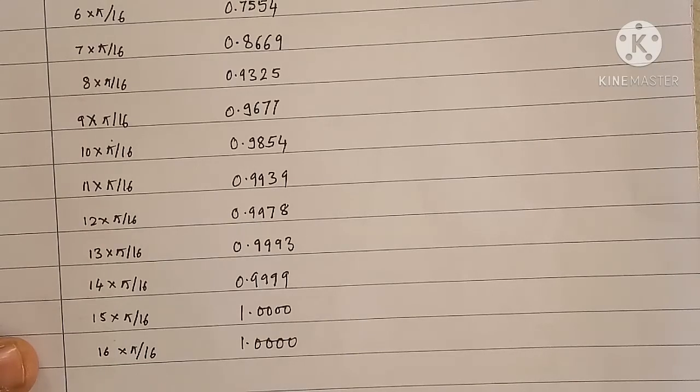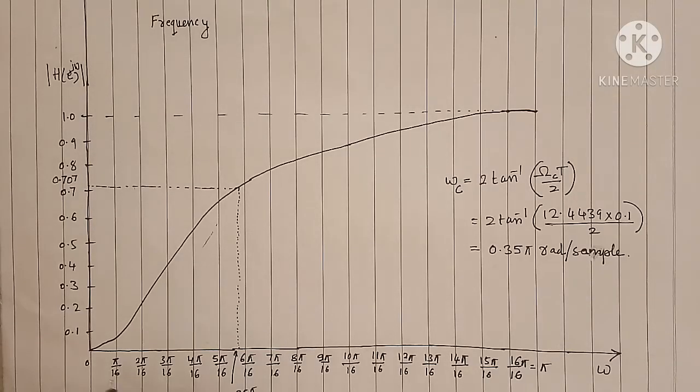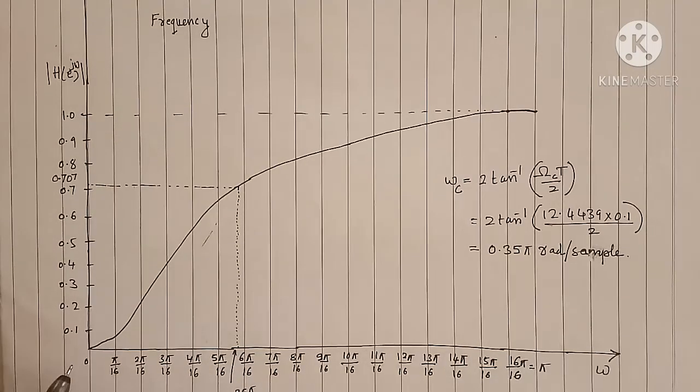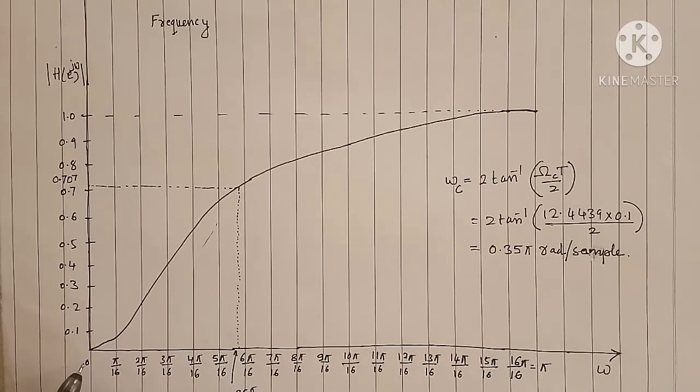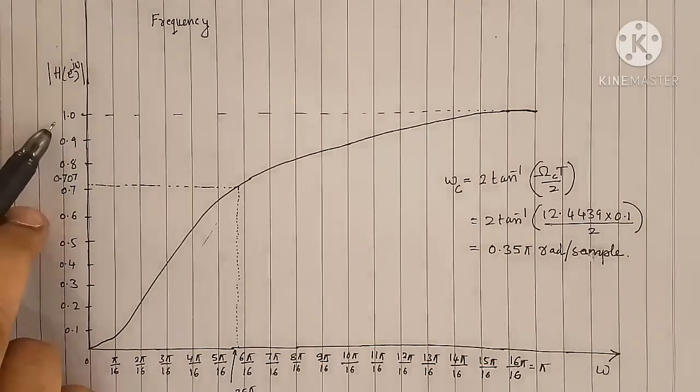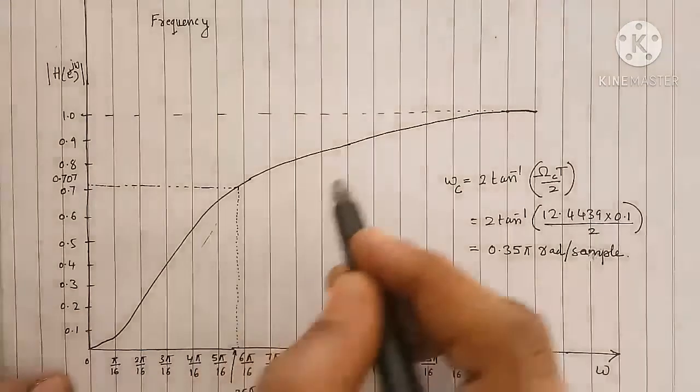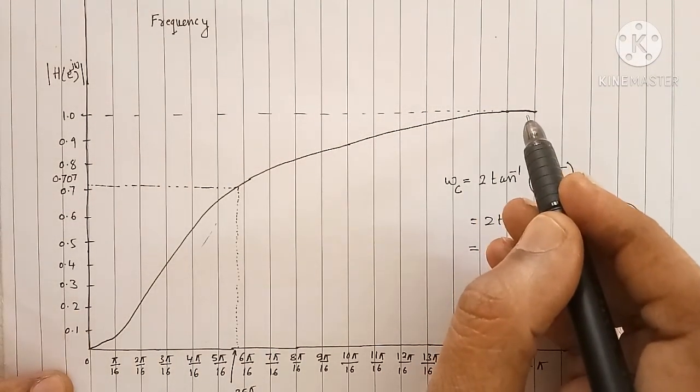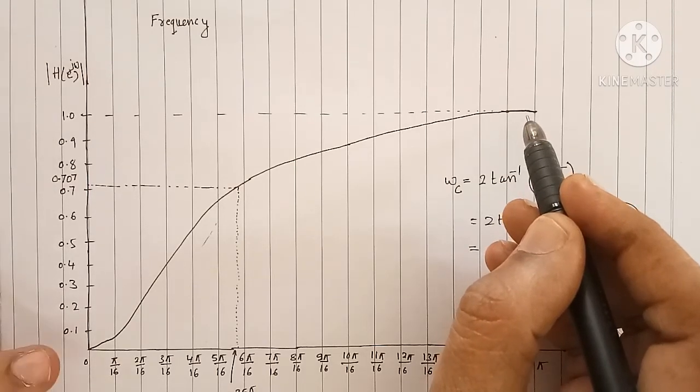Now we have to plot h of e raised to j omega magnitude versus omega. When we plot, we get a graph like this. On x-axis we are having omega value varying from 0 to pi, and on y-axis we are having magnitude of h of e raised to j omega varying from 0 to 1. And this is the frequency response of Butterworth low pass digital filter.